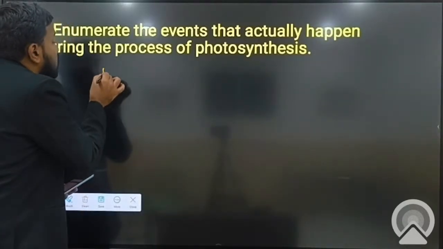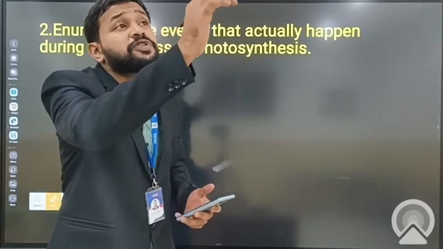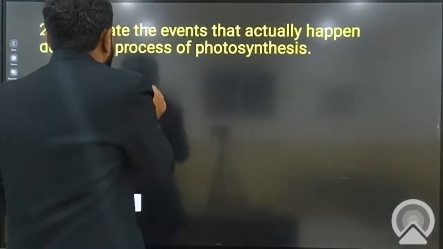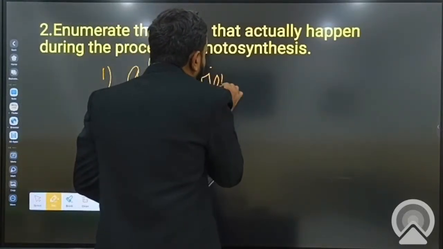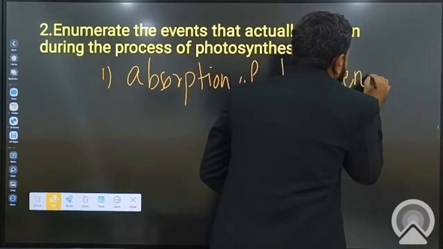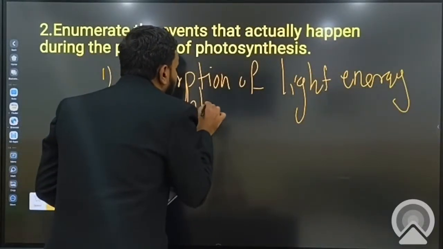The first event of photosynthesis is absorption of light energy by chlorophyll molecule. What is it? Absorption of light energy by chlorophyll.